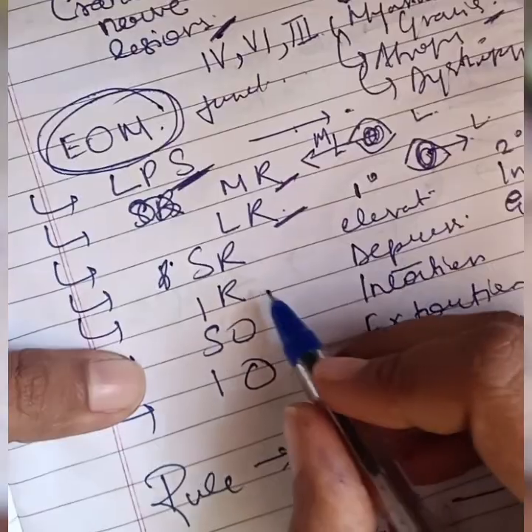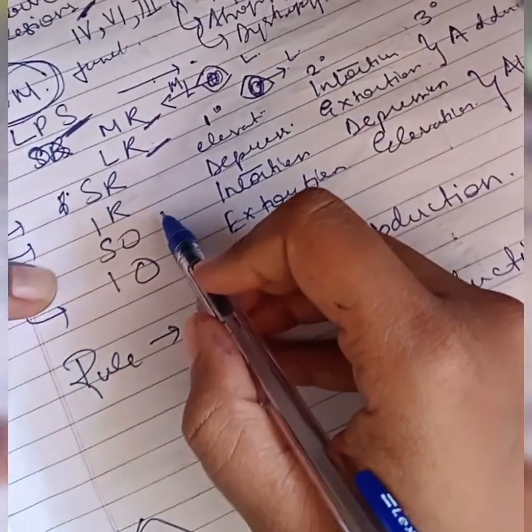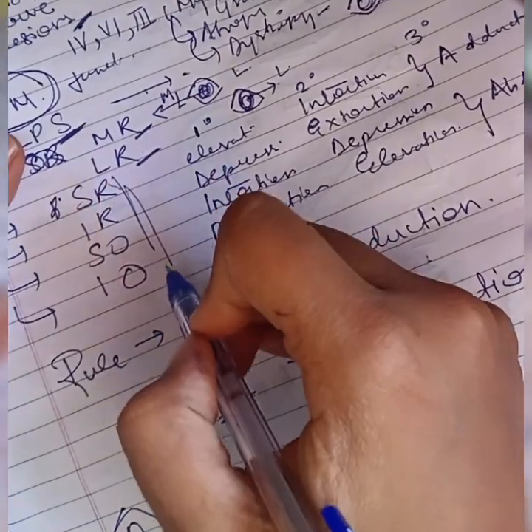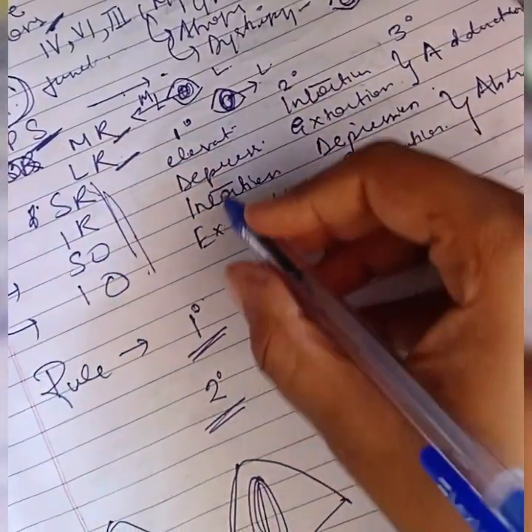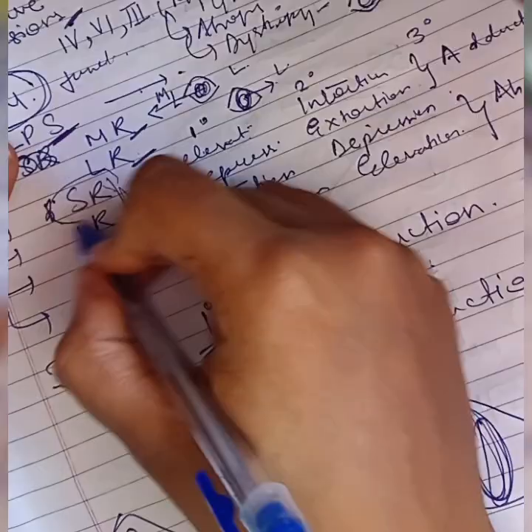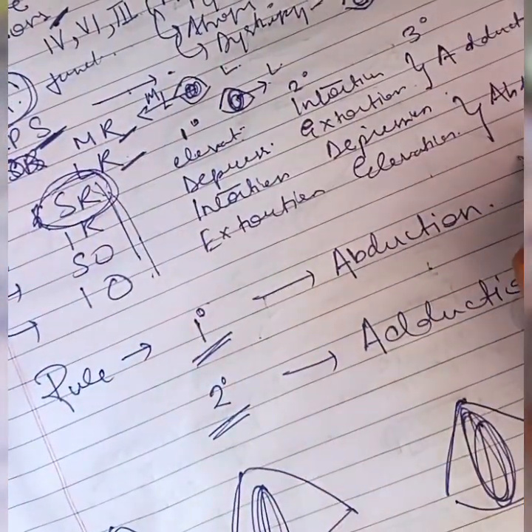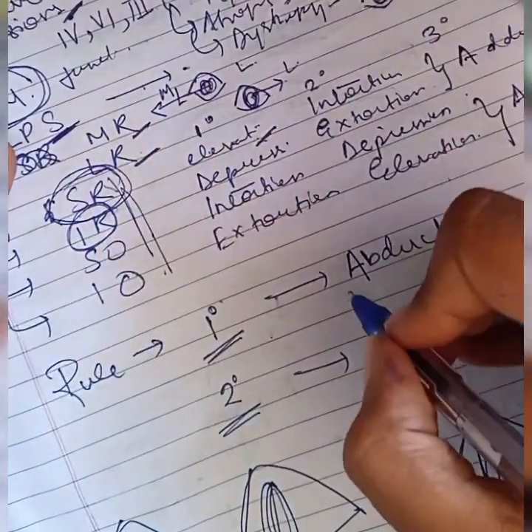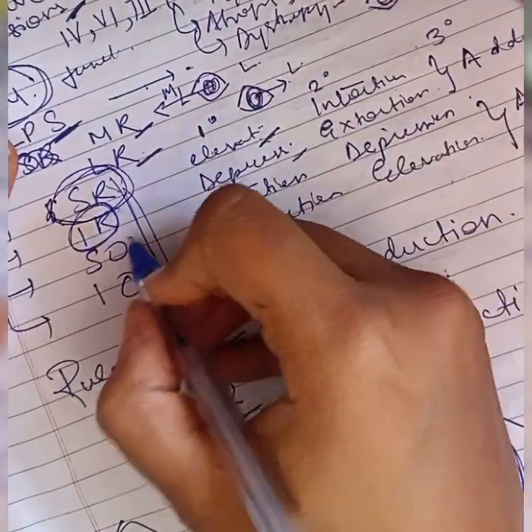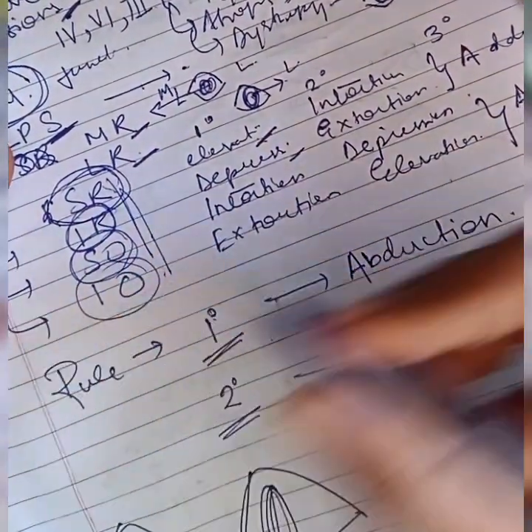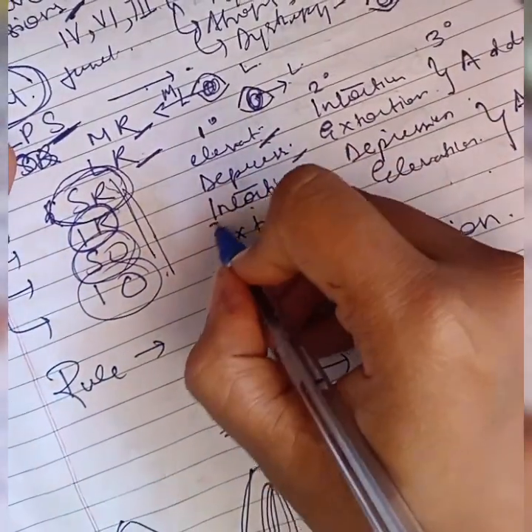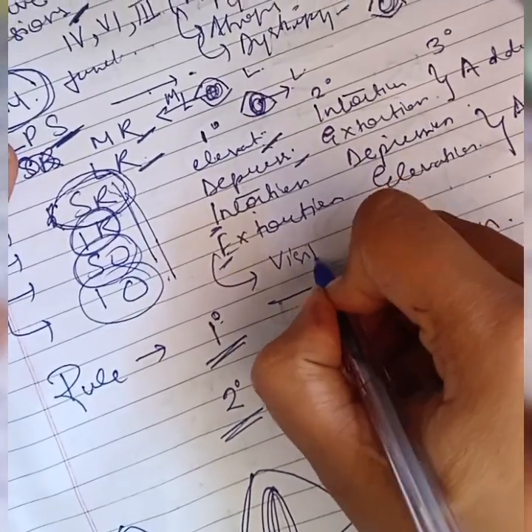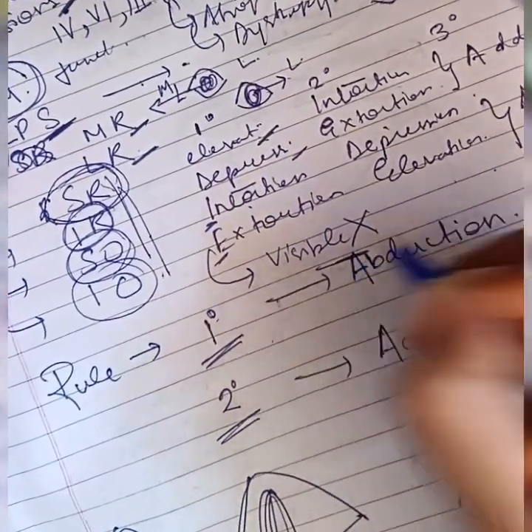Then for your superior rectus, inferior rectus, superior oblique and inferior oblique, these 4 muscles, we have primary, secondary and tertiary actions. So the primary action of your superior rectus, that is superior, would be elevation. For inferior rectus, inferior, it would be depression. For superior oblique and inferior oblique, we cannot see this intorsion and extorsion. In your vivas also, if they ask, it is not visible, it cannot be seen.